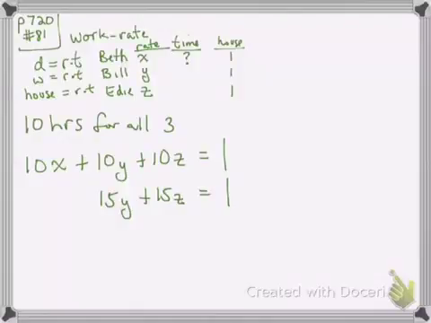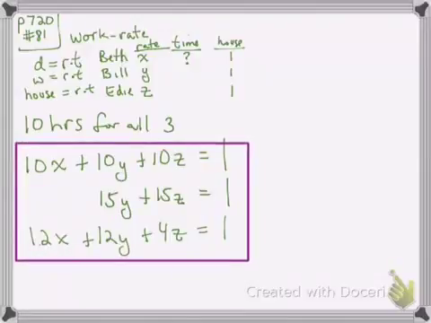Okay, and then the final setup is saying one day all three worked the same house for 4 hours. You might be tempted to do 4x plus 4y plus 4z equals 1. Except then they change it around and say Edie left after 4 hours, and then Beth and Bill finished the job in 8 more hours. So instead of 4, we have 12. And same thing here, instead of 4, we have 12. These are the three equations that we need to solve the problem.